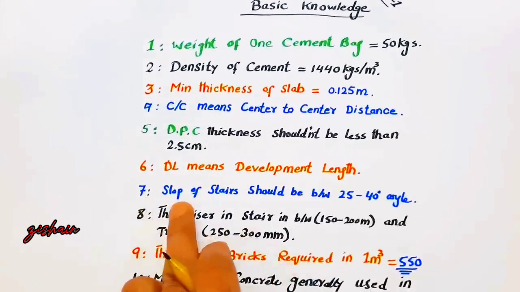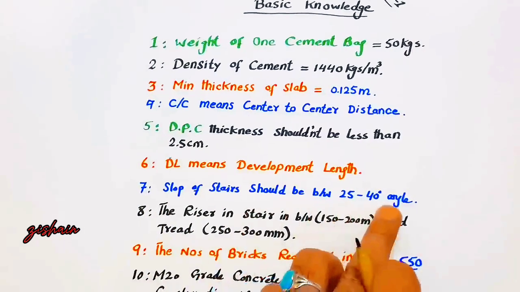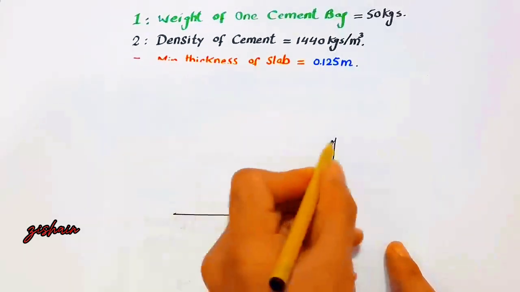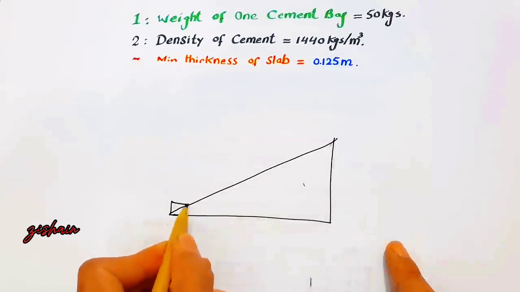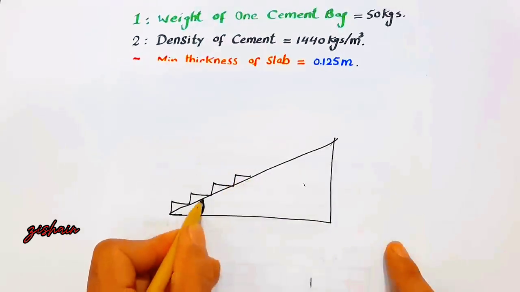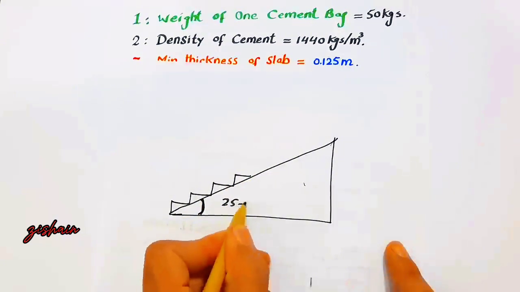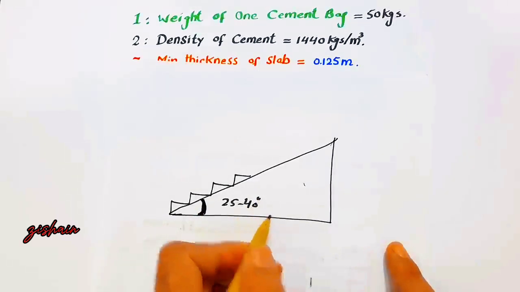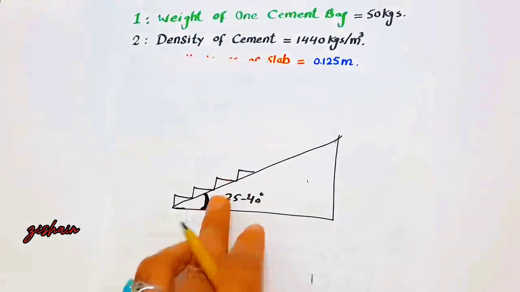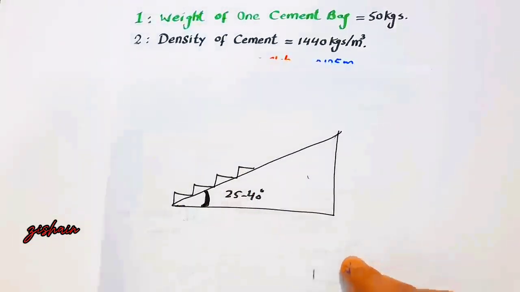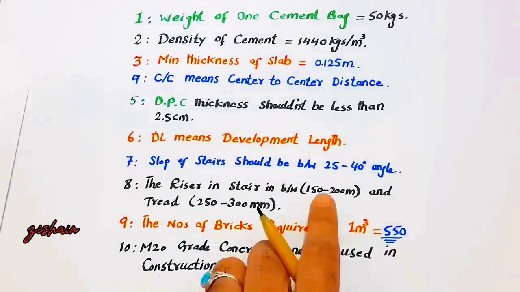The next one is, guys, the seventh: the slope of a stair should be between 25 to 40 degrees. What does it mean? Guys, you can see this is a wall, this is a stair, and these are steps. This angle should be between 25 to 40 degrees. It should not be more than 40 degrees, otherwise people will face more problems when they are using these stairs.